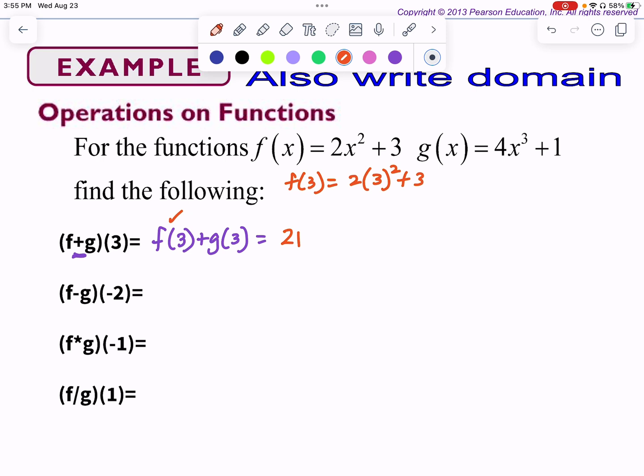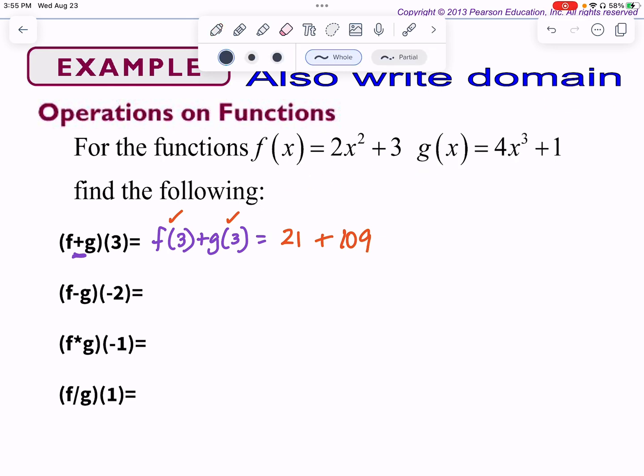So we got that part, plus g of 3. So I got to plug in 3 here and evaluate that. So that's 27 times 4, 108 plus 1 is 109. I know I kind of did the computation part quickly, but you can do computations. And that turns out to be 130. And we have added both the functions at that particular value.